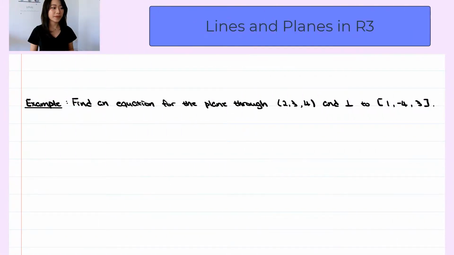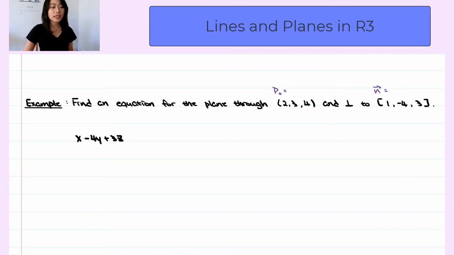Let's look at this example. Let's find the equation for the plane through the point 2, 3, and 4, and the plane is perpendicular to the vector 1, negative 4, and 3. So from the question, we know that the vector given, 1, negative 4, and 3, is the normal vector because the plane is perpendicular to this vector. And we also know that the plane passes through this point. Then the left hand side of the equation, we have ax plus by plus cz. Normal vector has components of 1, negative 4, and 3. So left hand side we have x minus 4y plus 3z.